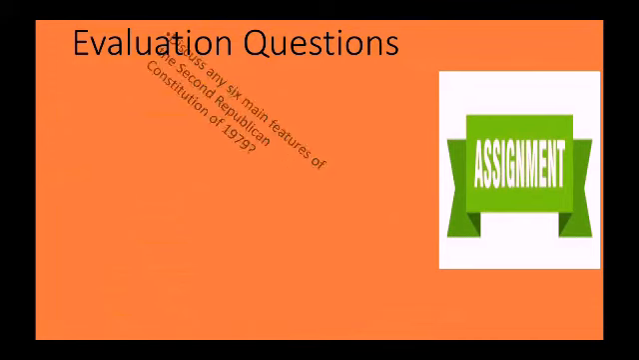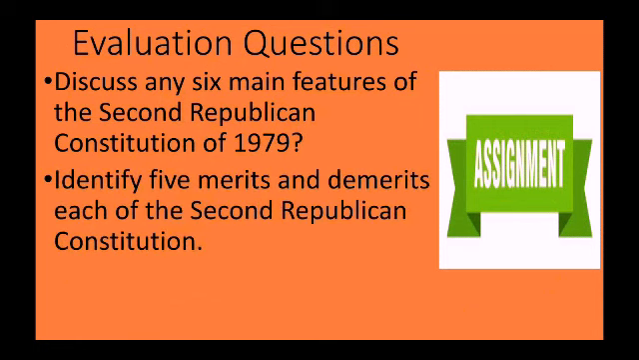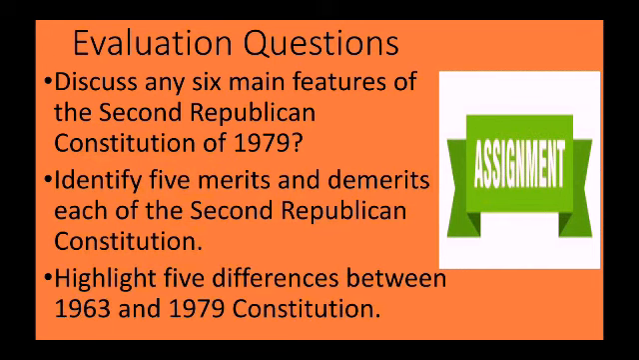1. Discuss any 6 main features of the Second Republican Constitution of 1979. 2. Identify 5 merits and demerits each of the Second Republican Constitution. 3. Highlight 5 differences between the 1963 and 1979 Constitution.